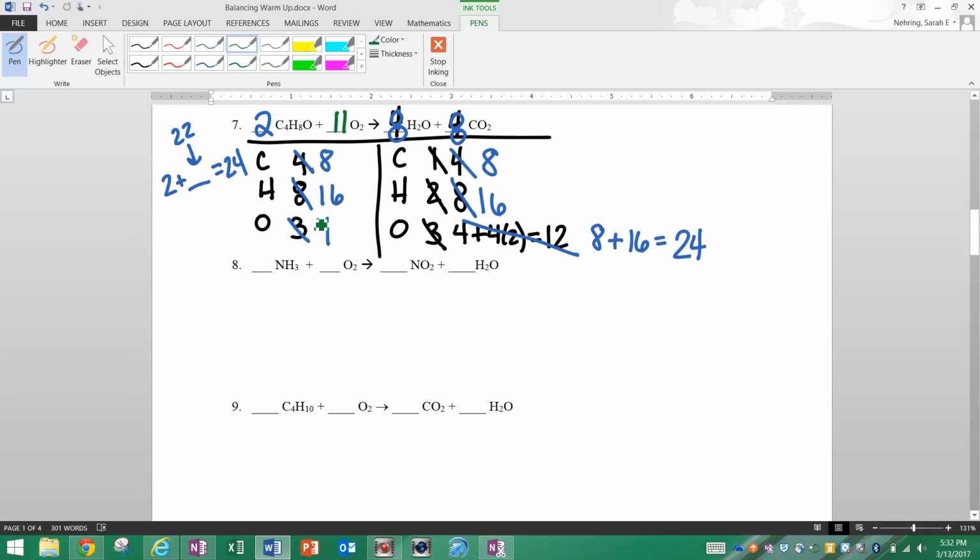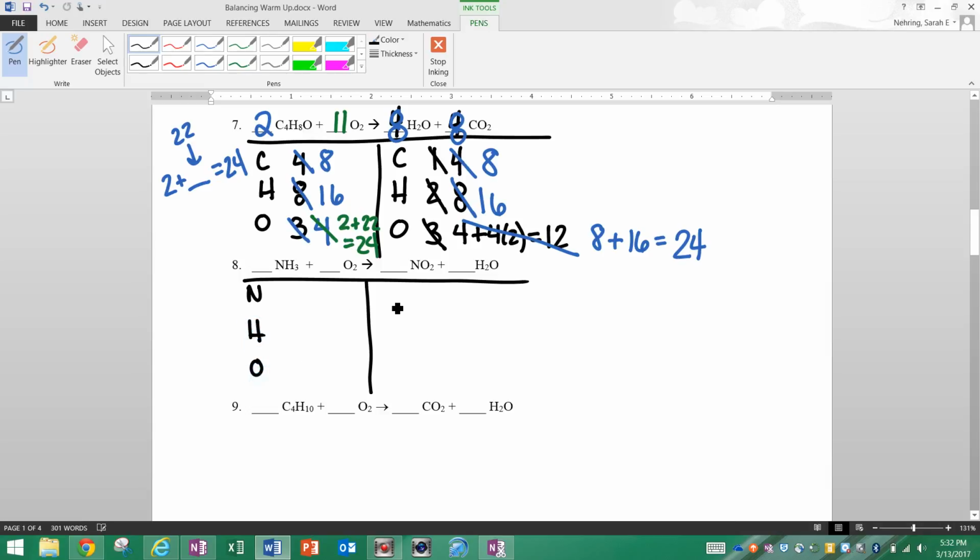So this is kind of a tricky one. So over here on the left, let's make sure we're good. We've got 2 oxygens from this first compound, and I've got 22 from my O2, so I've got 24 oxygens now. So now everything is balanced. So that was kind of a tricky one. Let's try this one. These 3 are kind of harder ones.